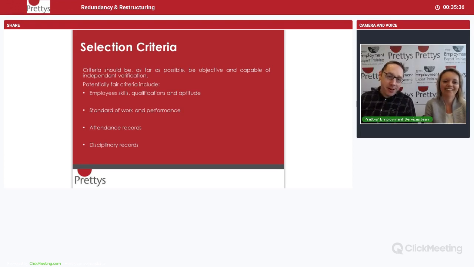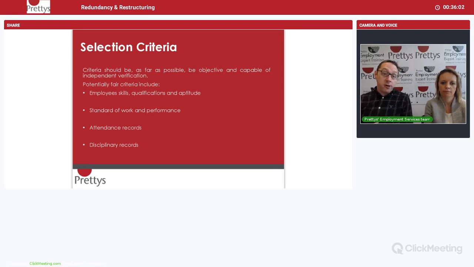What else do we need to know about selection criteria? Tribunals really focus on them. They will look very carefully at what criteria you have chosen. They will also make sure that, if you have chosen them, you have scored the employees correctly. So it is a major battleground in terms of redundancy exercises. Try to get them objective.